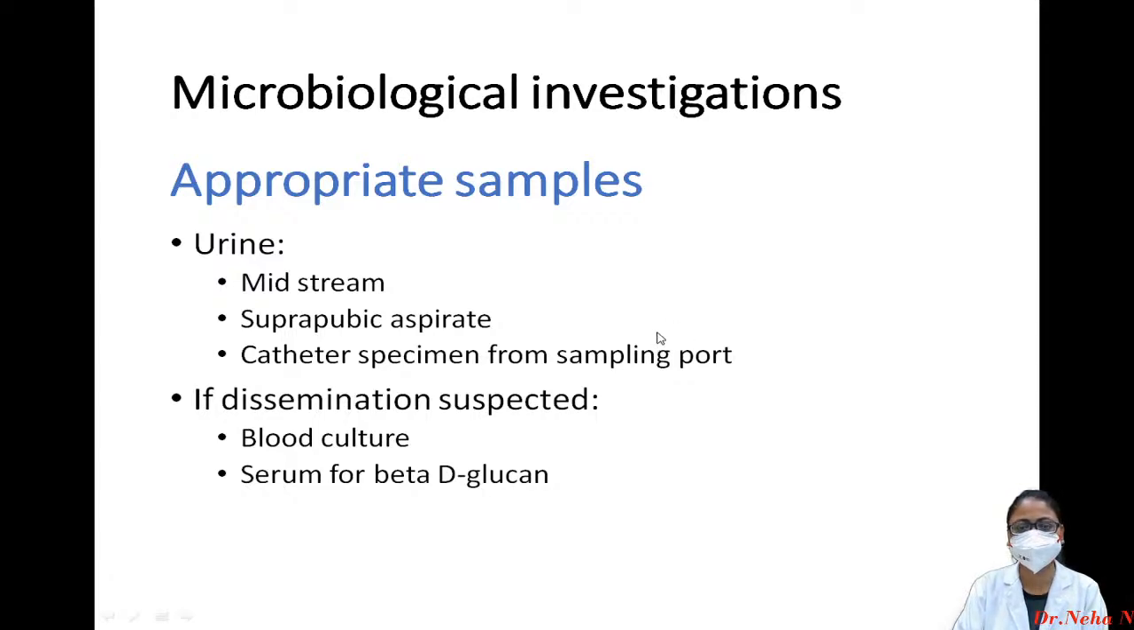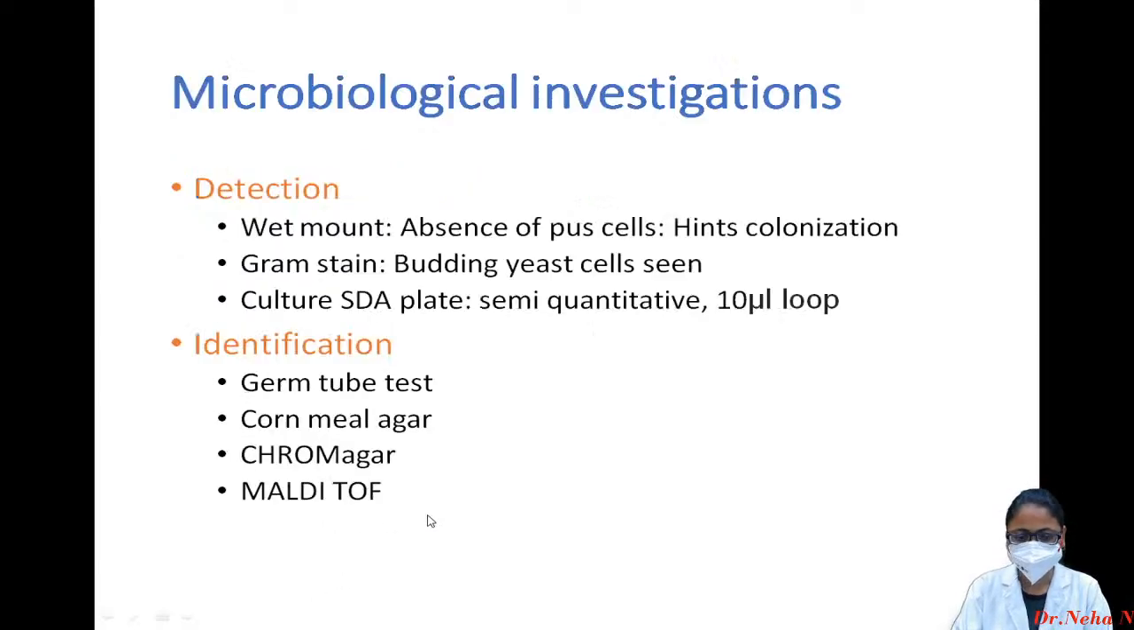Now, coming to the microbiological investigations. First, what are the appropriate samples in these cases? First sample, of course, is the urine, and the urine sample can be midstream urine, especially in older children, then suprapubic aspirate in case of neonates, and catheter specimen from the sampling port. If dissemination is suspected, that is, if the patient is showing any systemic signs or symptoms, then it should also be sent for a blood culture and also for serum beta-D glucan.